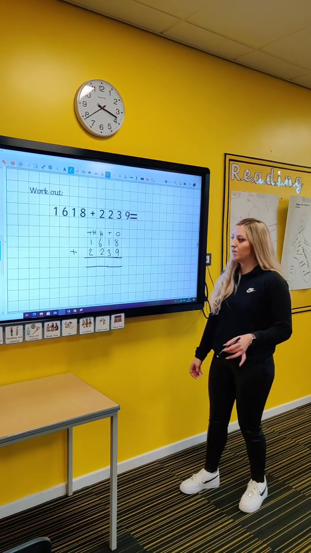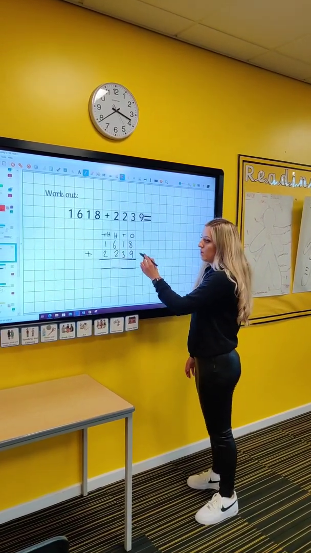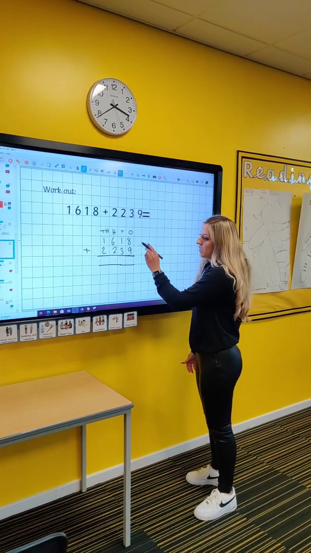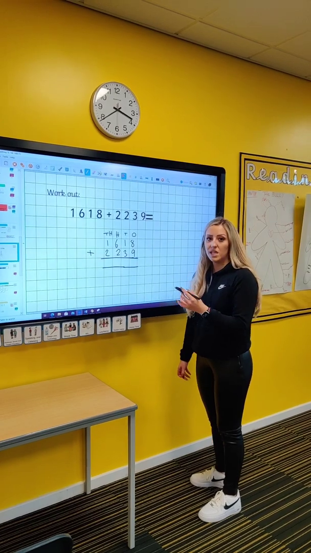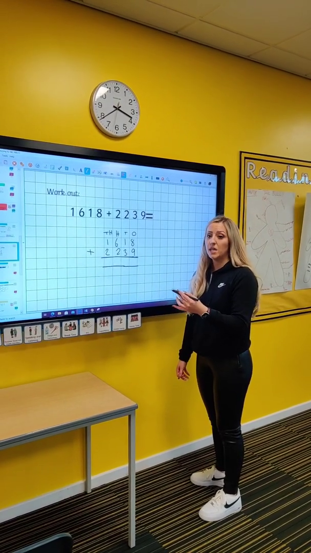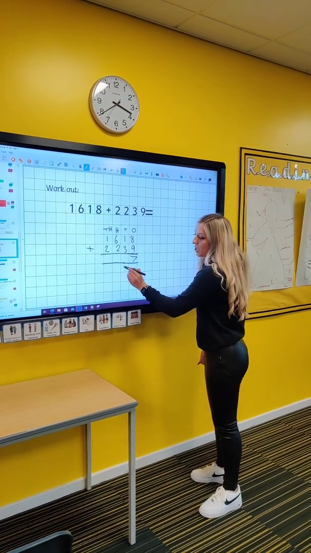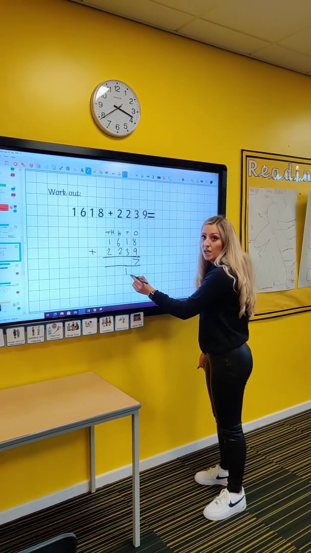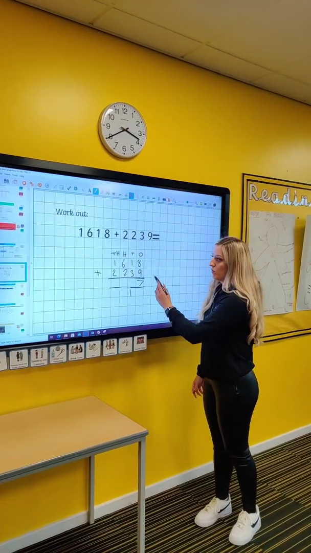Now I'm going to start adding from my smallest column, which is the furthest to the right. So that's my ones column. So I'm adding 9 and 8 together, which is 17. Now 17 bridges the tens barrier. So what I need to do is I've got my 7 ones and I exchange, or I carry, the 10 into my tens column. Then I move on to my next column.